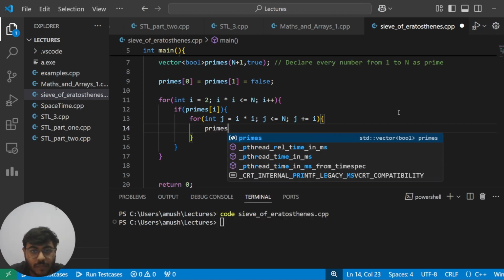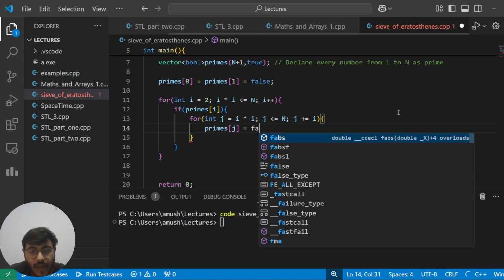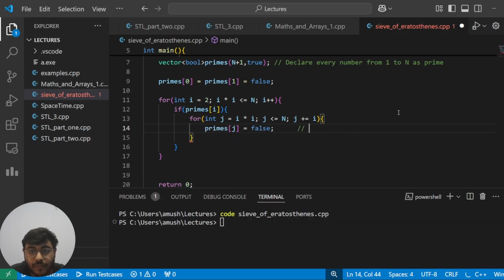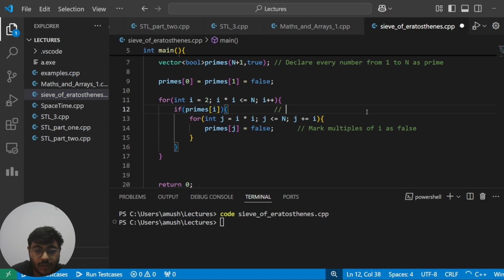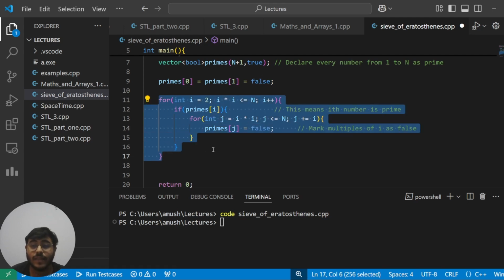So what do we do now? We just mark them as false, and that is all. Mark multiples of i as false. This means the ith number is prime. And actually we are over with the code of Sieve of Eratosthenes. This three-line code that you see is basically the code of Sieve of Eratosthenes. A very short, very small code, but a very powerful tool and a very elegant algorithm. It's just mind blowing, right?